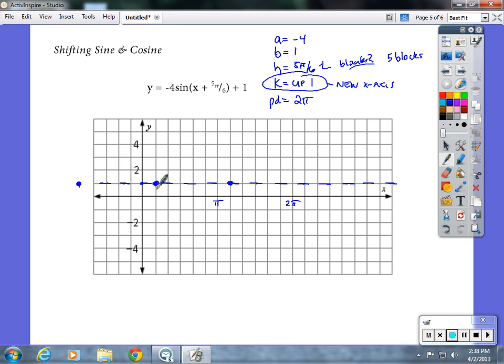Okay? Now it's negative sign, so that means it's going to go min first and then max. That min's going to appear halfway between these 2 points. Okay? And it's going to be 4 below. Okay? The max will appear halfway between these 2 points, 4 above. And there's my curve. All right, you only need to have 1 full cycle for full credit. Obviously, you could graph more than 1 cycle if you desire to.